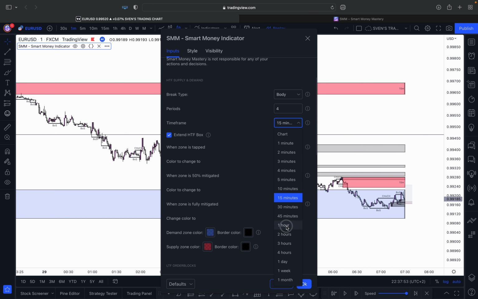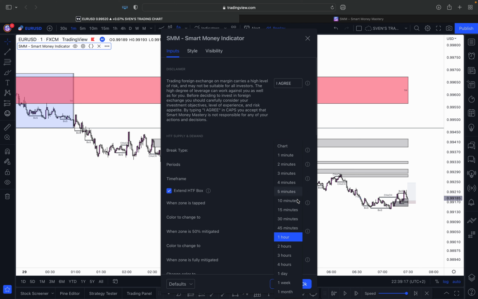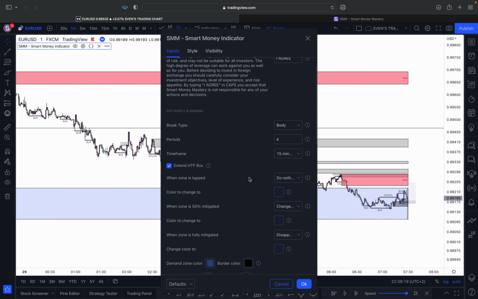If I would put it on 1 hour, you will see that the 1 hour supply zones are available. Currently there's no 1 hour demand zone visible because it has been a really big downtrend for EURUSD. But let's get back to the settings. I will put it back on default on 15 minutes.